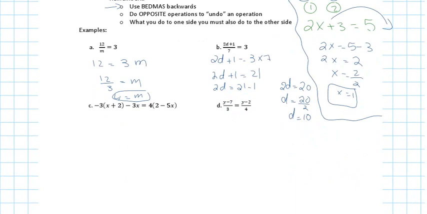What would you want to do for this one? Yeah, distribute the negative 3 in. And the same on the other side: distribute the 4 in, right? So remember, I can't move anything anywhere until I do my distribution, until I get rid of the brackets.